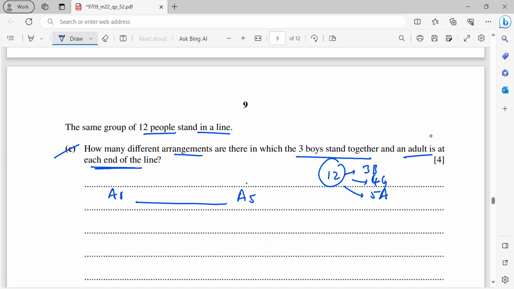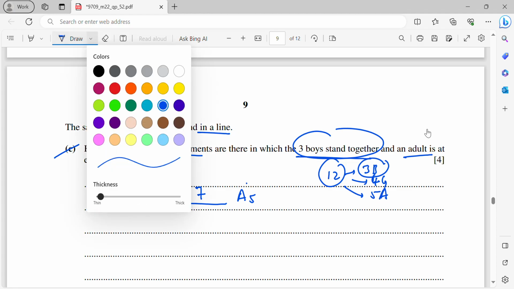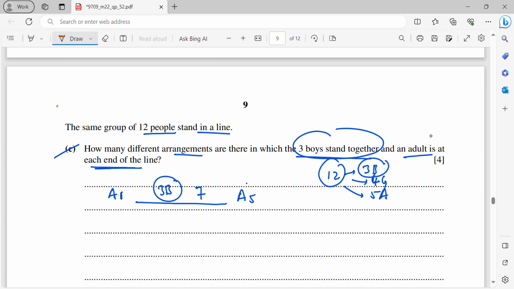From the 10, you have 3 boys. The 3 boys must stand together, which means these 3 boys form a group, and then I have another 7 left. Make sure the first step is to choose the 2 adults. You can consider A1 first, the first adult, which is 5, you choose 1, and then for the last one, 4 are left. After you have chosen 1 adult and put them in the first place, for the last place you have 4C1.